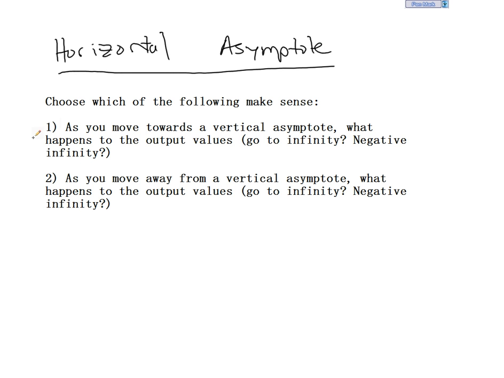As you move towards a vertical asymptote, keyword, as you move towards a vertical asymptote, what happens to the output values? Do they go to infinity or negative infinity? And or, if both of these make sense, you go with both of them. As you move away from a vertical asymptote, what happens to the output values? Do they go to infinity or negative infinity?